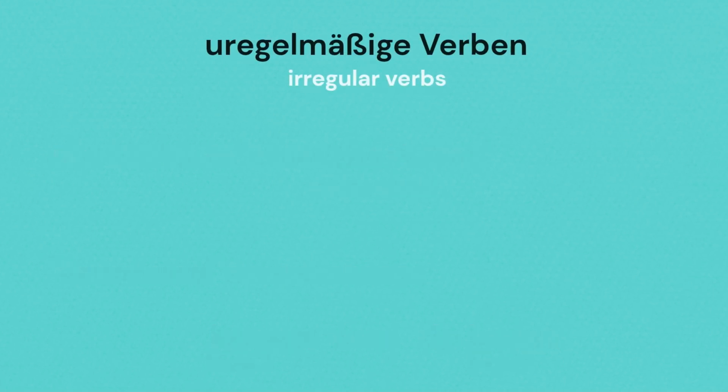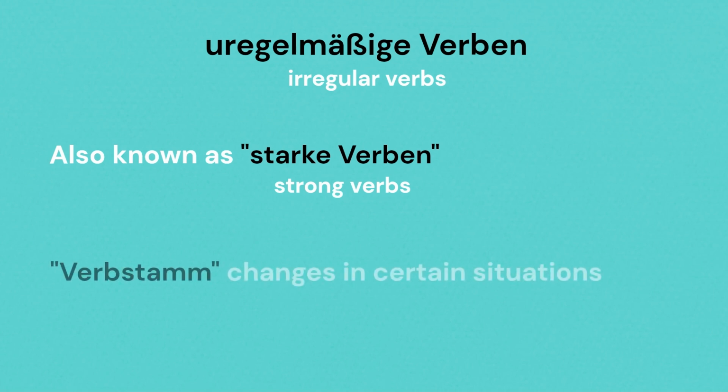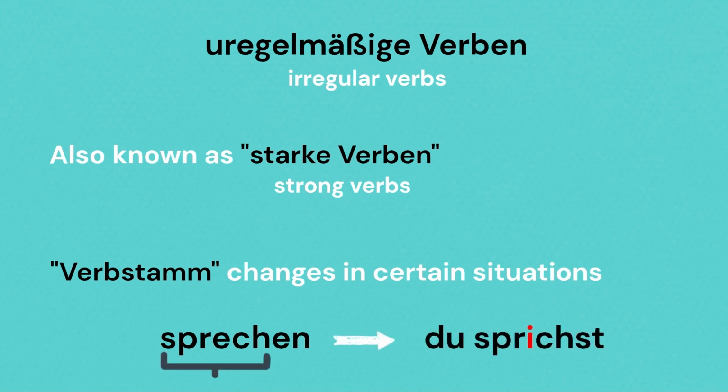However, in the case of unregelmäßige Verben, also known as starke Verben, the conjugated verb takes the verb stem or the Verbstamm, which changes in certain cases. Let's take the verb sprechen. The Verbstamm is sprech, and the ending of the infinitive verb is en. When we conjugate this verb, the Verbstamm changes, and the ending is added according to the subject. That is, in this case, du is the subject. The conjugated verb will be sprichst.